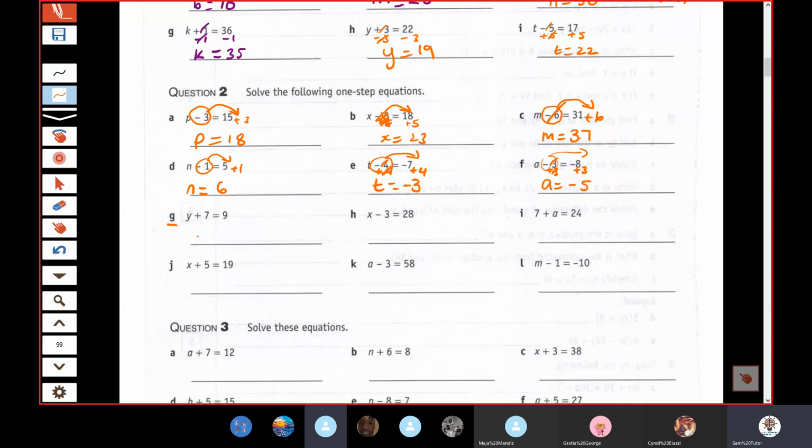Y equals 2. So to both sides. I just want to make sure we know how to do that. So how do I get rid of the plus 7? You make it negative 7, minus 7, and then 9 minus 7 gives you 2, and therefore y equals 2. Thank you very much.